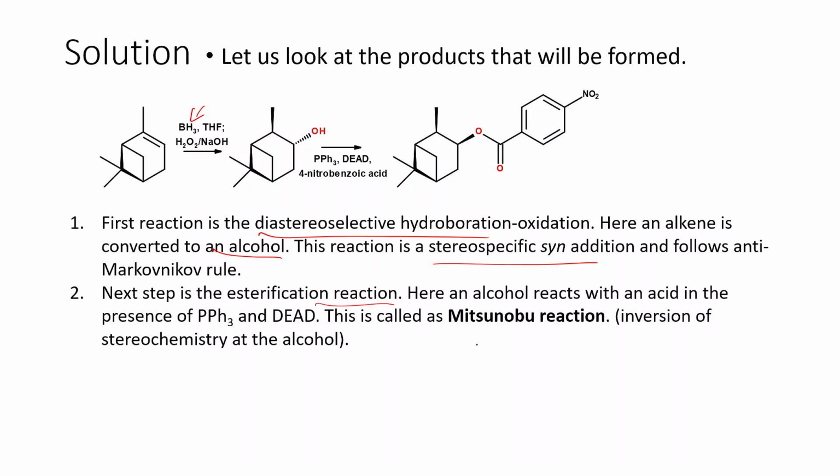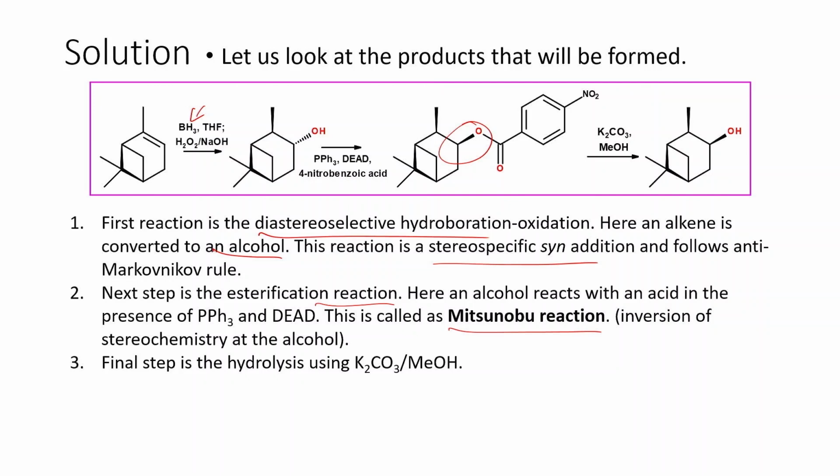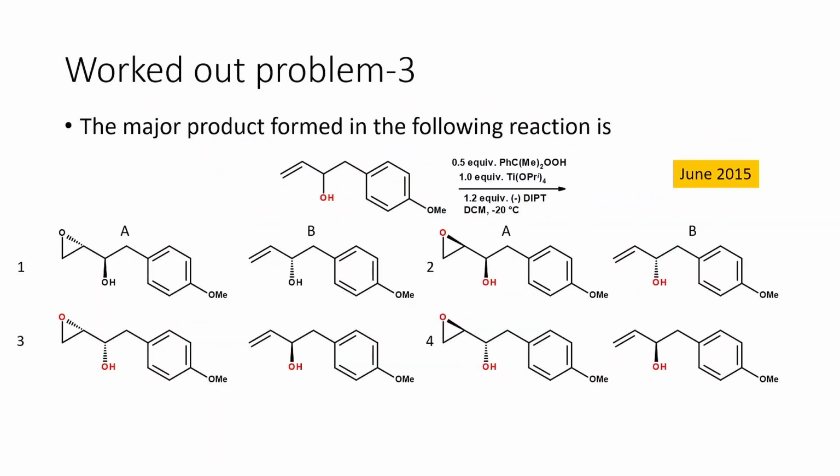So once this is formed, the next step is basically the esterification reaction. In the esterification reaction, the inversion takes place. So the hydroxyl's stereochemistry is inverted in the final product as the ester, and the final step is the hydrolysis of the ester, which leads to the liberation of the hydroxy unit. So the ester hydrolysis gives the hydroxy derivative, and this is the final product that will be formed. In this case, the methyl and the hydroxy group are in the same position, cis orientation.